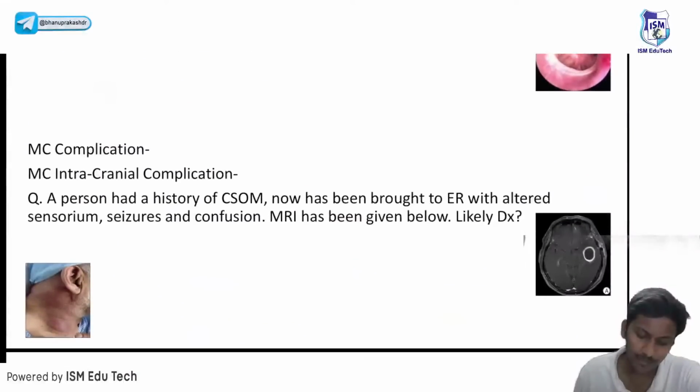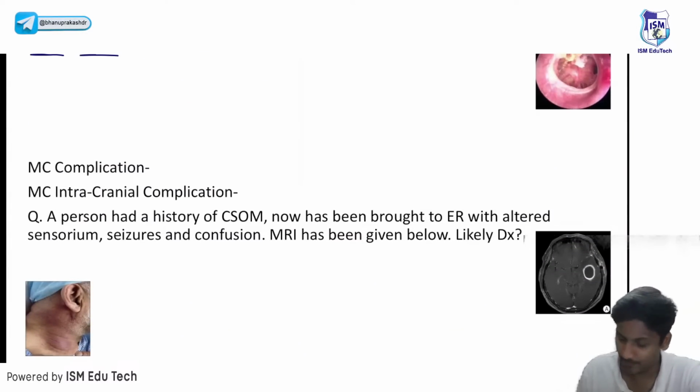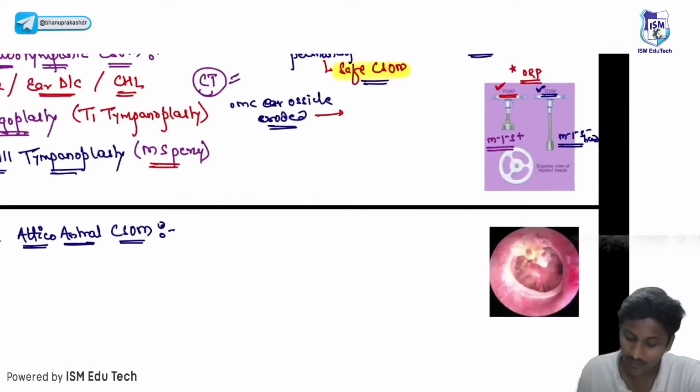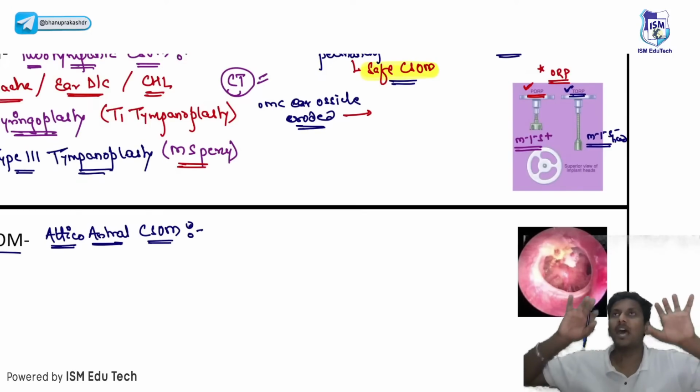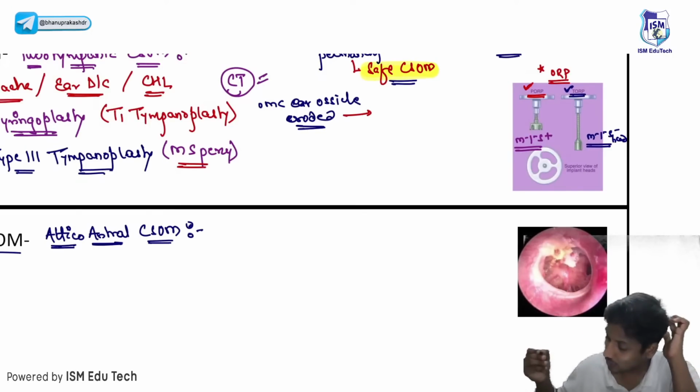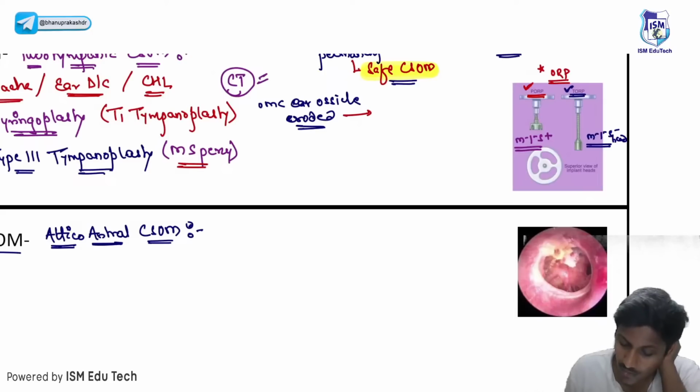So unsafe means this, because it is spreading beyond the middle ear. Okay? So atticoantral CSOM. Here not only the ear ossicles will be eroded, but the walls of the middle ear will also be damaged, and the infection will spread out of the middle ear. Please remember.